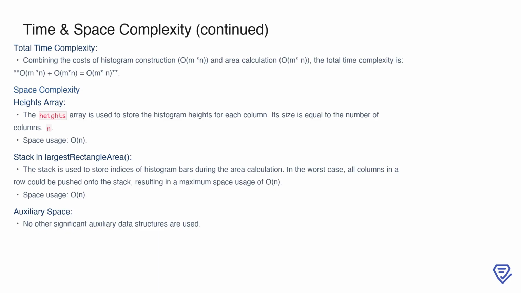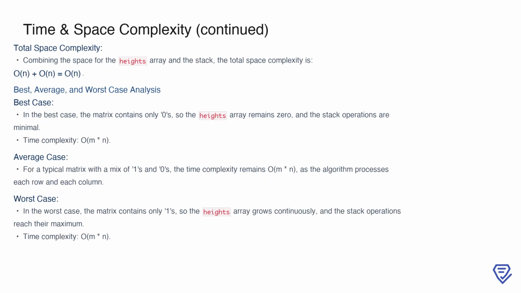Shifting focus to space complexity, the main structure we use is the heights array, which stores the histogram heights for each column in a row. Its size is equal to the number of columns, so it requires n space. Additionally, the largest rectangle area function uses a stack to store indices of histogram bars during its computation. In the worst case, all columns in a row could be pushed onto the stack, resulting in another O(n) space usage. Since no other major data structures are used, the auxiliary space requirements are minimal. Combining the space for the heights array and the stack, the total space complexity becomes O(n) plus O(n), which simplifies to O(n).